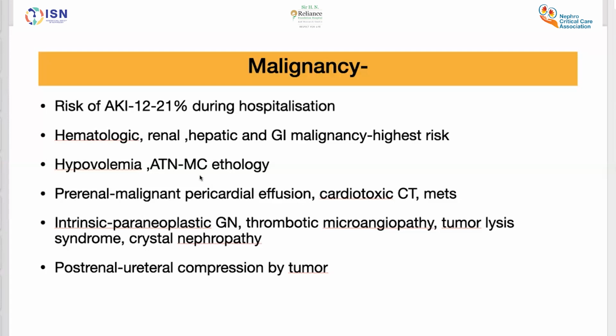Other reasons for acute kidney injury in malignant patients include prerenal causes like malignant pericardial effusion and cardiotoxic chemotherapy drugs. The intrinsic causes of acute kidney injury in malignant patients may be due to paraneoplastic glomerulonephritis, thrombotic microangiopathy, tumor lysis syndrome, or crystal nephropathy. A post-renal cause of acute kidney injury in cancer patients may be ureteral compression by the tumor.